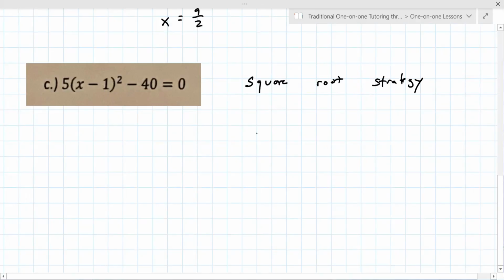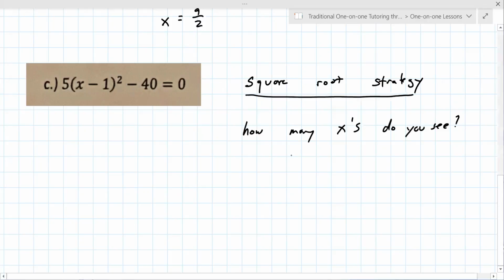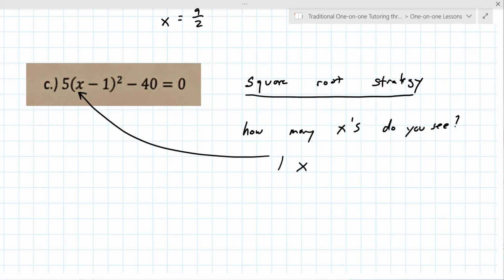All right, and my question to you is how many X's do you see in this? One. Yes. There's only one X. So that's the indicator that it's the square root strategy. When you only see one X, that's one way to know, because on your exam, you may not be told which strategy to use. So you have to figure it out.